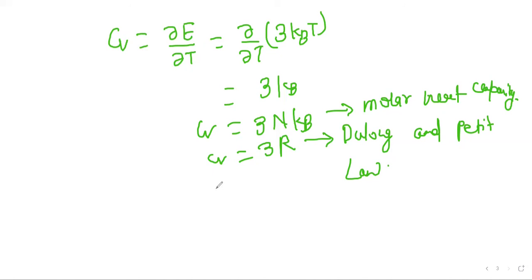Next we will consider the concept of the harmonic oscillator, which is also the Einstein model. Using that model also we will derive the heat capacity, that is, Dulong and Petit's law. In this video we have learned the simple derivation of Dulong and Petit's law, and next we will consider the Einstein model. For now, thank you very much.